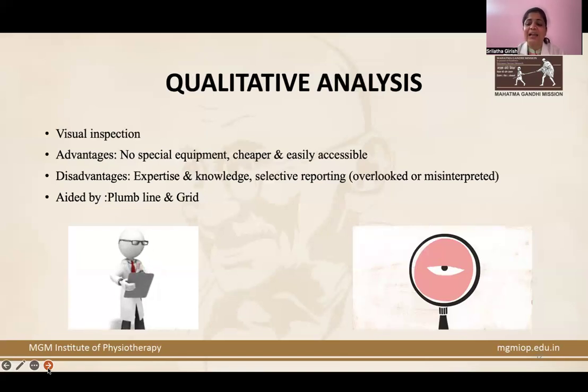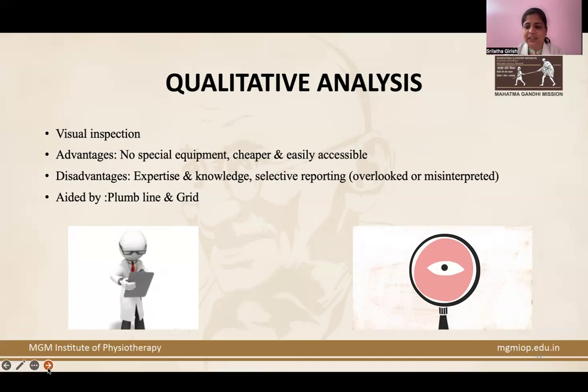That means we observe the alignment of key body parts, be it the head, shoulder, spine, pelvis, or lower extremity, while the individual is standing, sitting, or lying down. Okay. Now, qualitative analysis by visual means does not require any special equipment. So it is cheaper and easily accessible in your clinical setup, where the time and resources are limited.